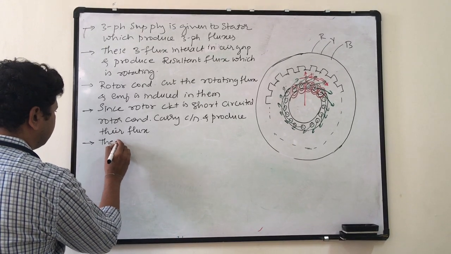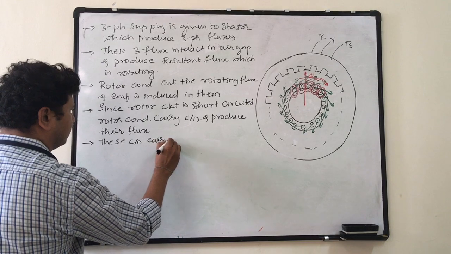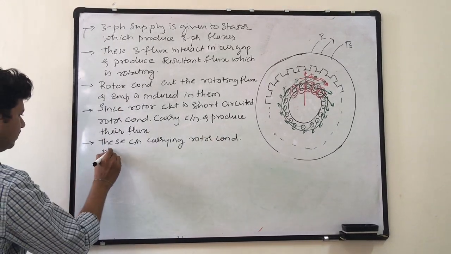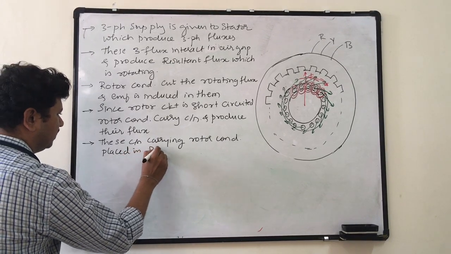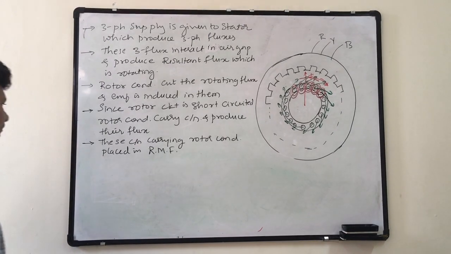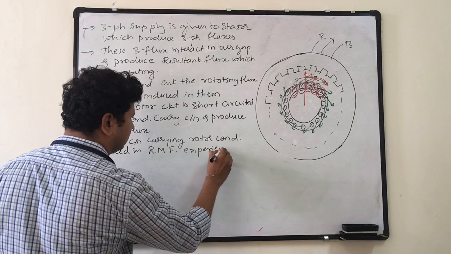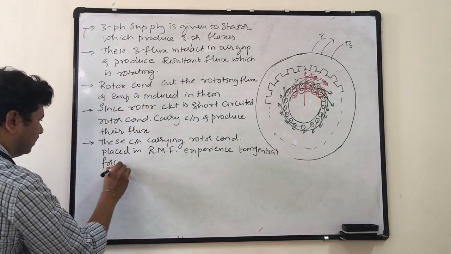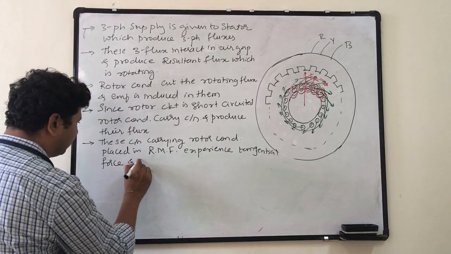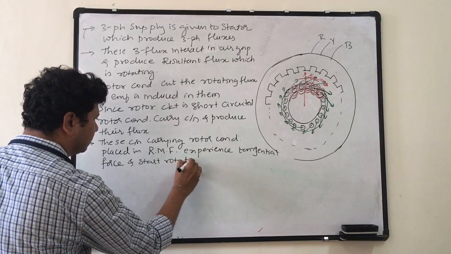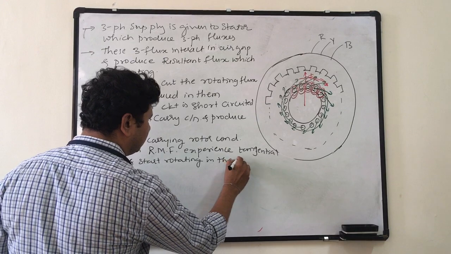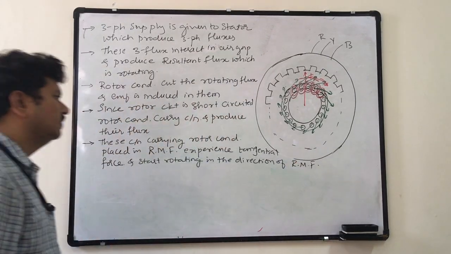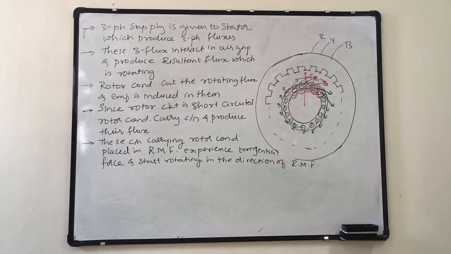Now these current carrying rotor conductors, placed in the rotating magnetic field, experience a tangential force, and start rotating in the direction of the rotating magnetic field.